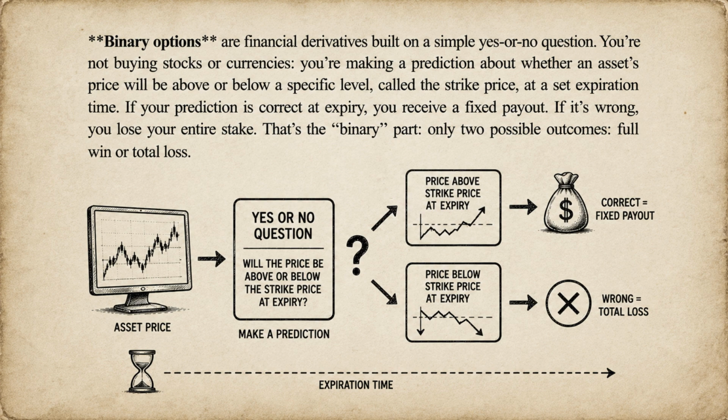Core definition. Binary options are financial derivatives built on a simple yes or no question. You're not buying stocks or currencies, you're making a prediction about whether an asset's price will be above or below a specific level, called the strike price, at a set expiration time. If your prediction is correct at expiry, you receive a fixed payout. If it's wrong, you lose your entire stake. That's the binary part, only two possible outcomes, full win or total loss.